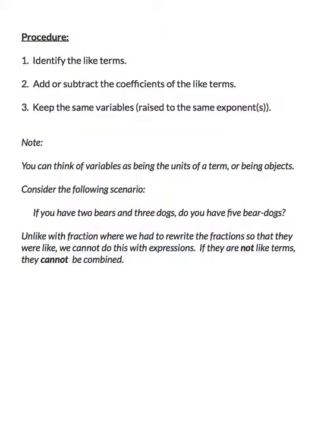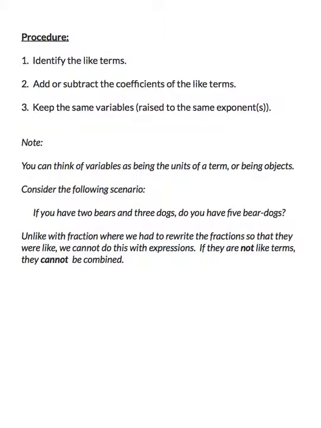One of the things is think of variables as being the units of a term or being objects. For instance, if you have 2 bears and 3 dogs, do you have 5 bear dogs? Hopefully not. Bears, dogs, these are not the same units. They would not be considered like terms and therefore cannot be combined.